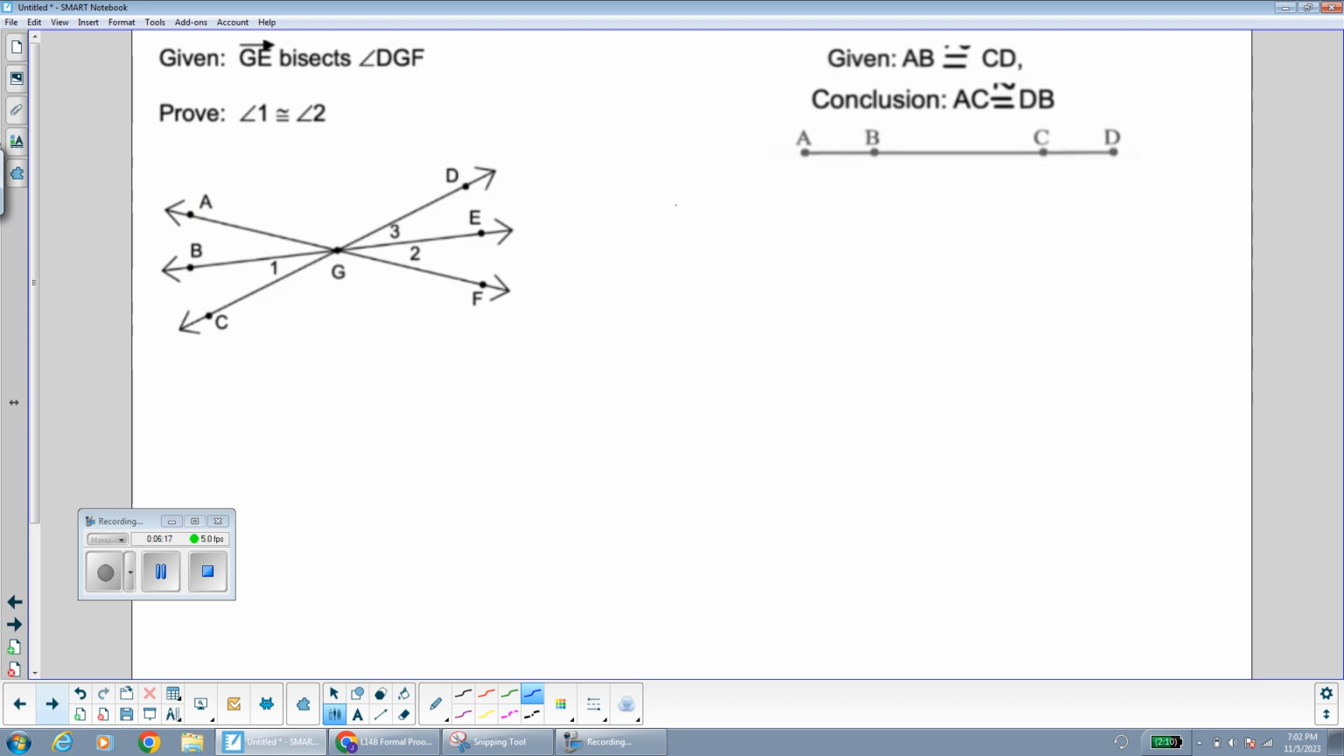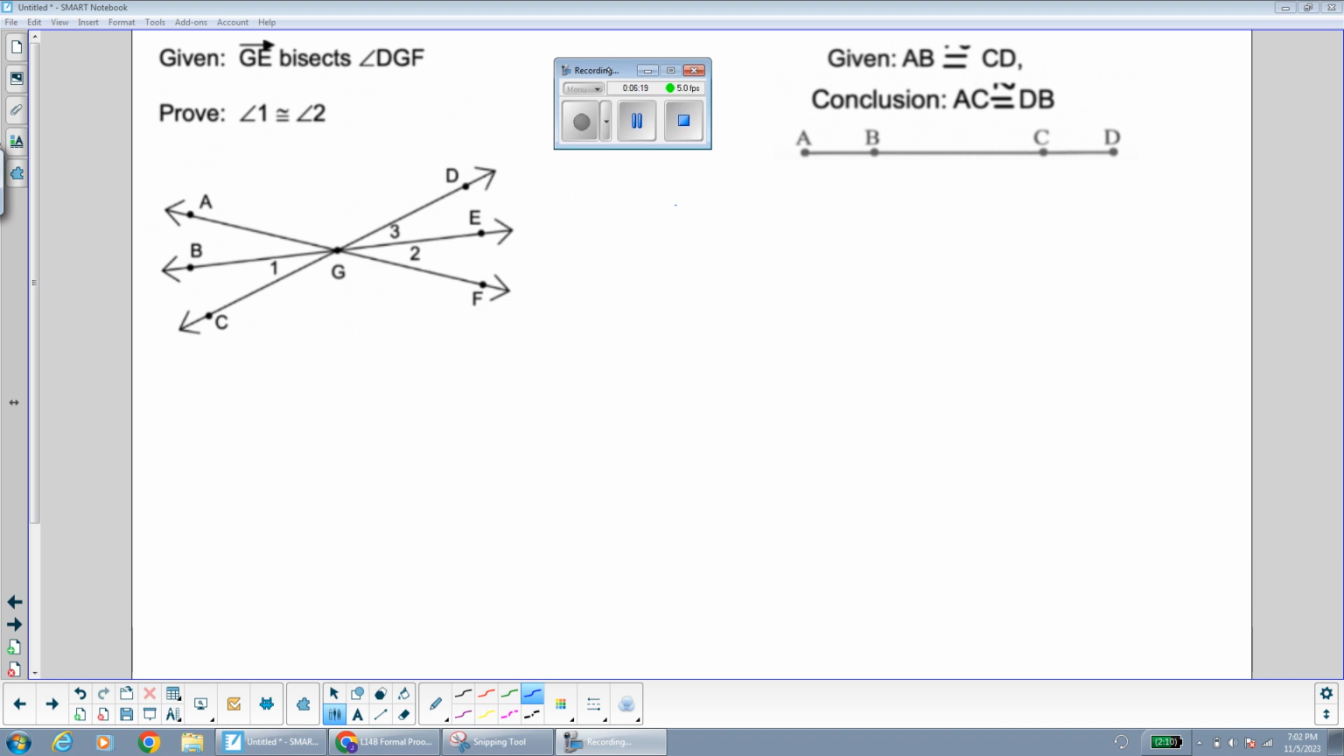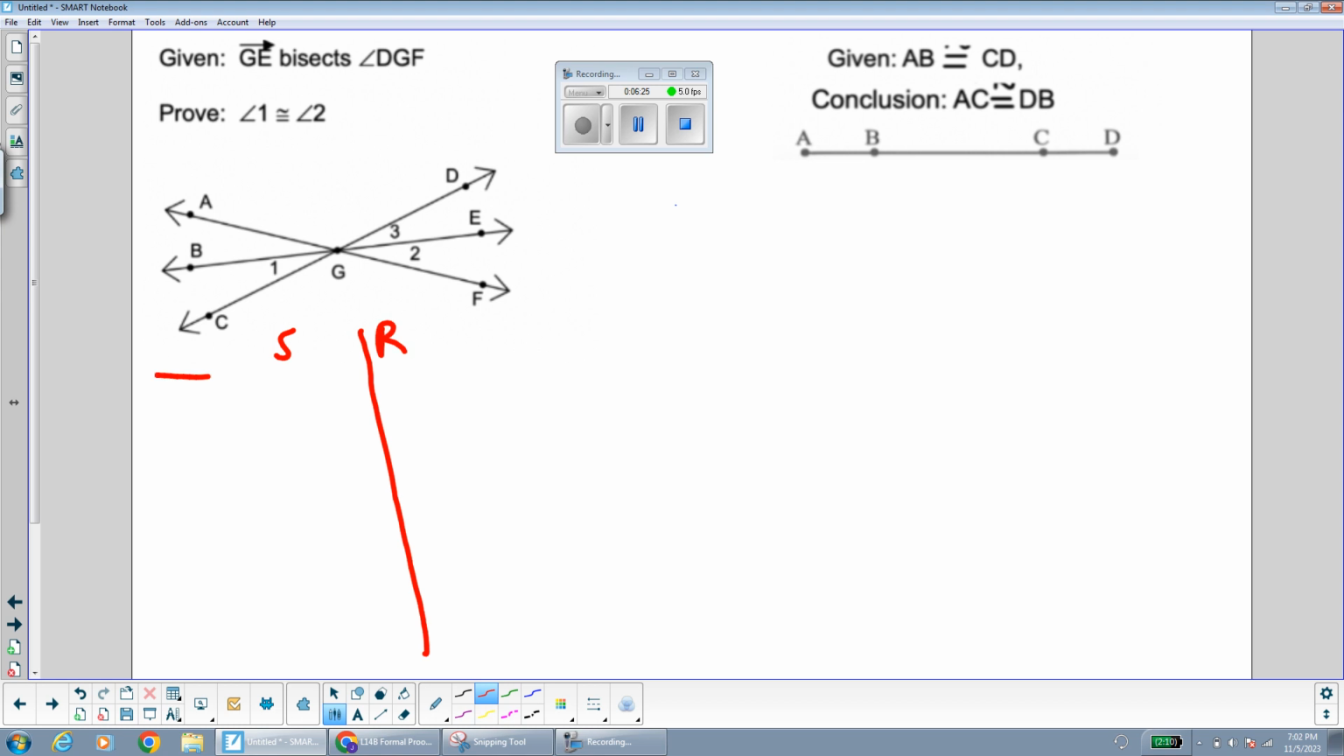Moving on to our next example, and we're going to write a 2-column statement reason chart because once again, there are no numbers. We have something given, we have something we need to conclude, and we have to use logic and reasoning to get there. So first off, we're told that GE bisects angle DGF. I'm going to put that down as step 1 in my proof.